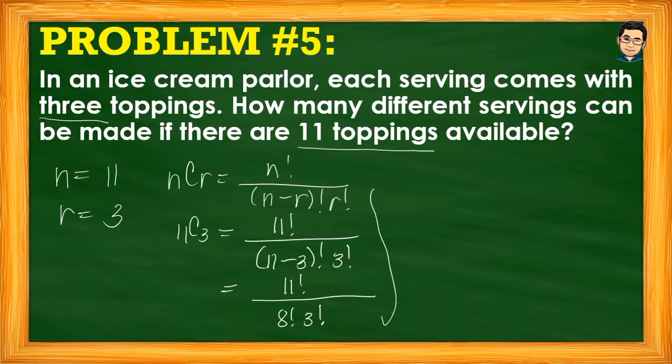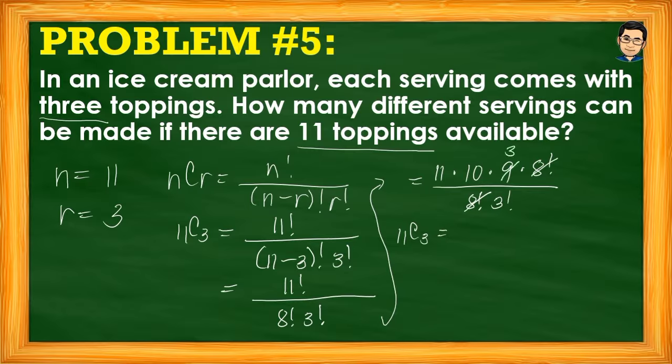Express natin yung 11 factorial as 11 times 10 times 9 times 8 factorial all over 8 factorial times 3 factorial. Cancel out natin yung 8 factorial. And then 3 factorial is 6. Okay, so 6 ang value ng 3 factorial. So, pwede nating i-cancel out yung 9 sa taas. So, magiging 3.